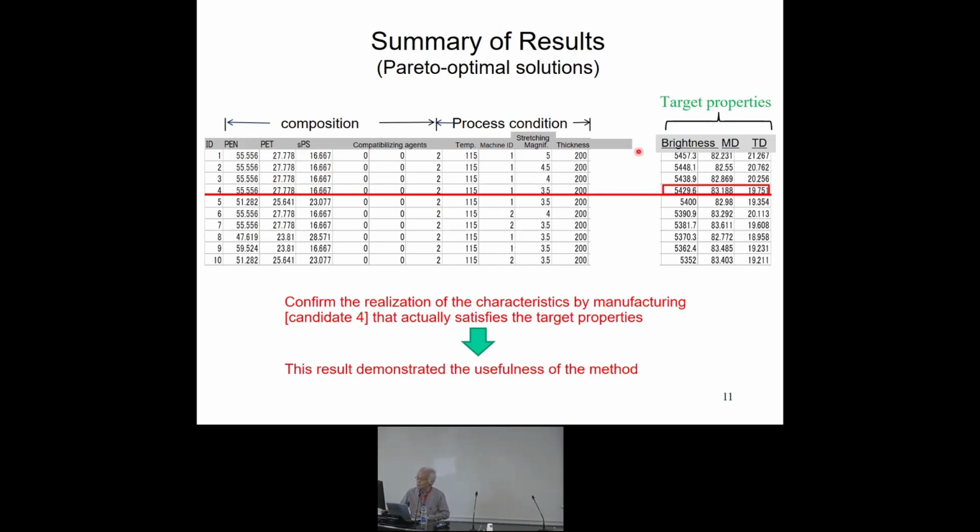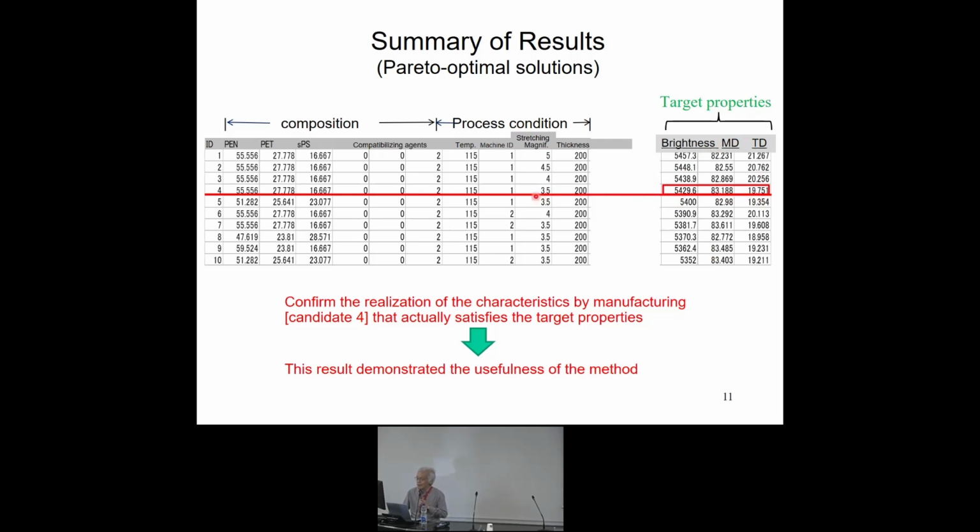So for example, the target property for Pareto optimal solutions, in this case, brightness 5,457 and so on. So the requirement is more than 5,400. So in this case, these candidates are satisfied with the requirement. And MD transmittance is more than 82%. So in this case, all candidates are satisfied with the requirement. And the TD transmittance is less than 20%. So in this case, these candidates are satisfied with the requirement.